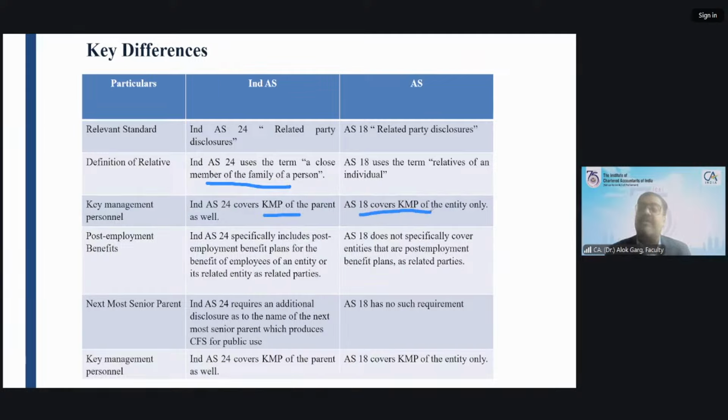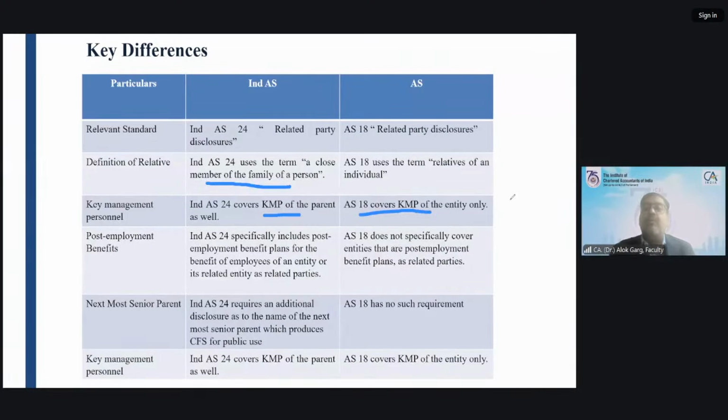So for example, Mr. Ram is a managing director of A Limited. Then in the notes to accounts of A Limited, only Mr. Ram is a related party. He is KMP. But in Ind AS, if Mr. Ram is a managing director of the parent of A Limited, still Mr. Ram is considered a related party to A Limited. While he is not a KMP of A Limited, he is KMP of the parent of A Limited. Still, he is considered a related party.